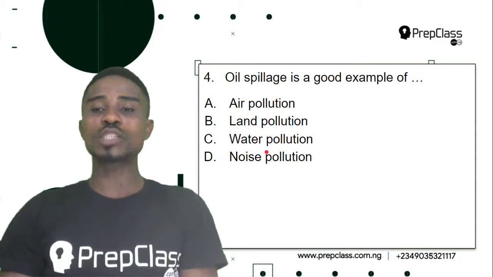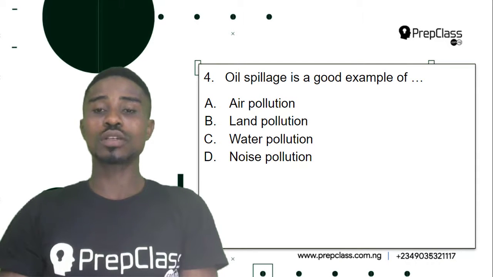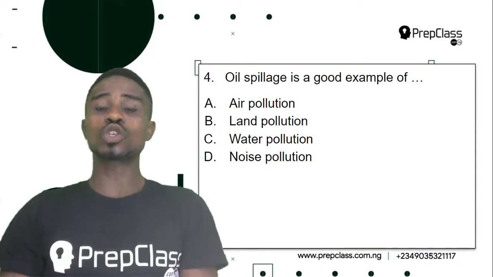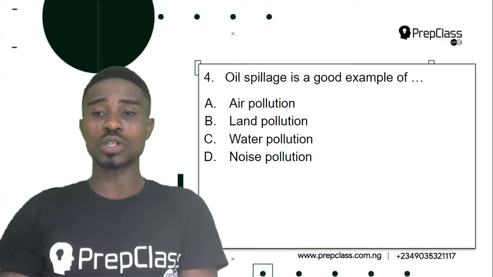Question 4. Oil spillage is a good example of A. Air pollution, B. Land pollution, C. Water pollution, and D. Noise pollution. For us to carefully select the correct answer, we need to know what oil spillage is, and we need to analyze all of the options and see which one best answers our question.